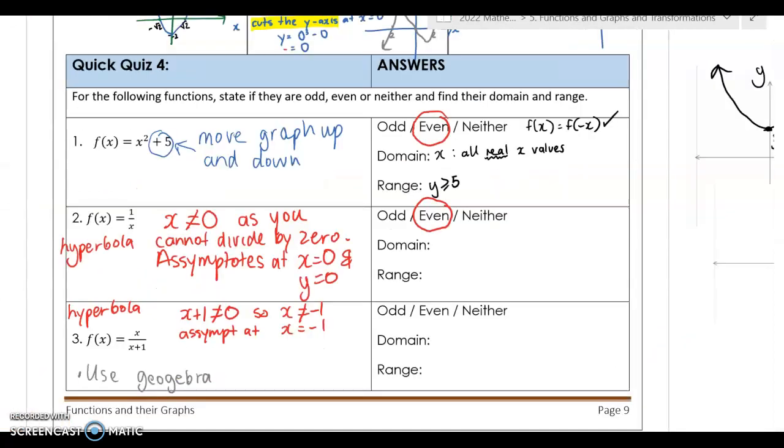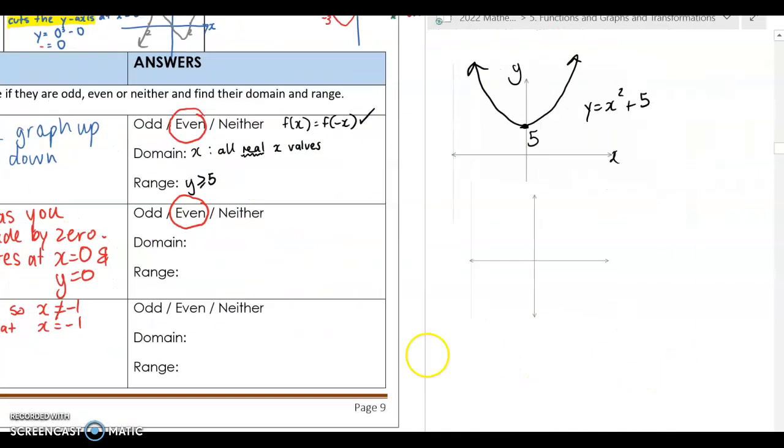Okay, let's have a look at our next one. Number 2, f of x is equal to 1 over x. Now, this is a graph that you guys need to be familiar with, and you have looked at that in year 10. So let's have a look at what it will look like.